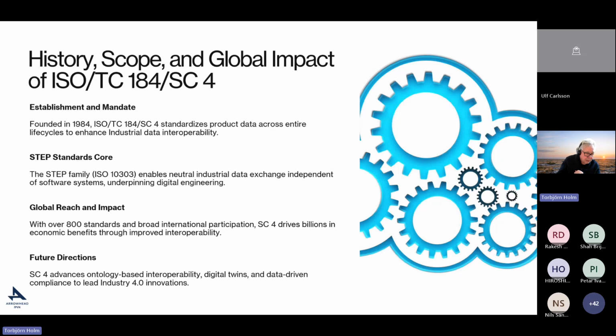The interesting thing is that there is a move inside STEP going in the direction of ontology and ontology-based interoperability, digital twin, data-driven compliance, and so on to fulfill their Industry 4.0 innovations. So it's still a major standard committee in ISO with good cooperation with IEC, the electrical standards, so they are getting more and more together.